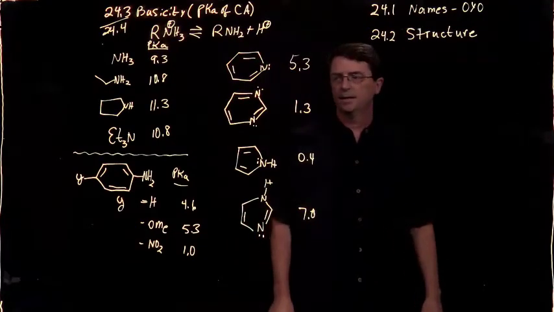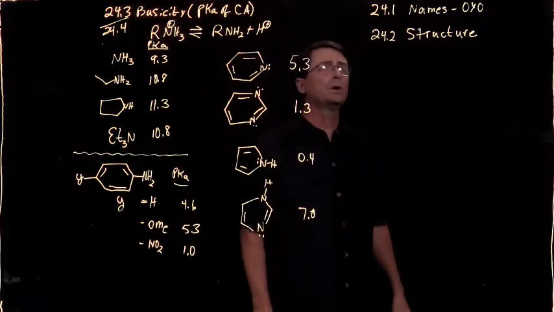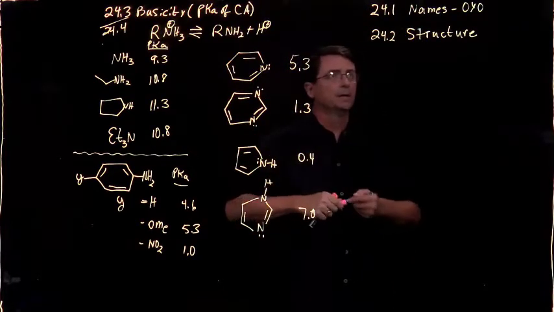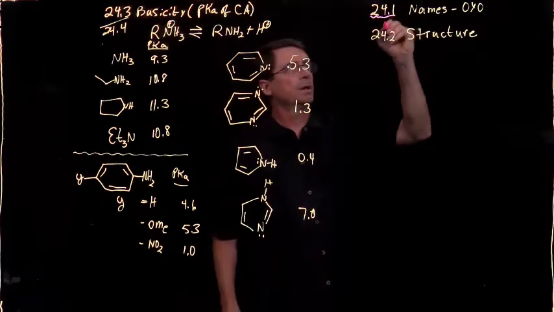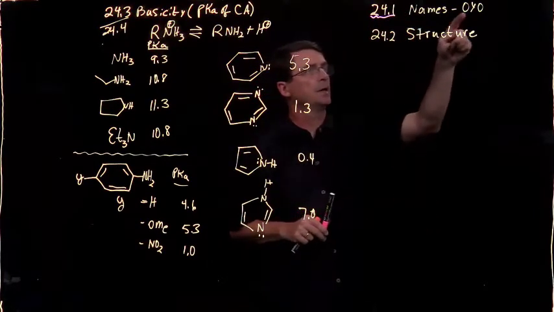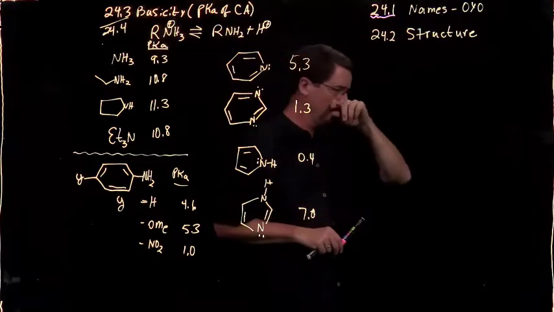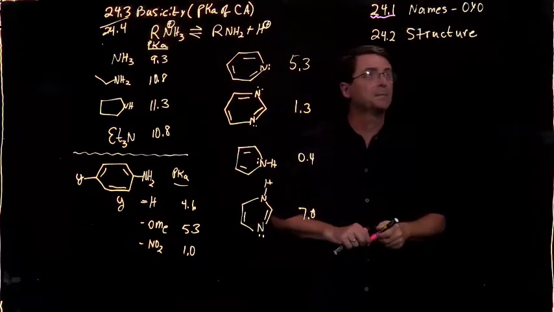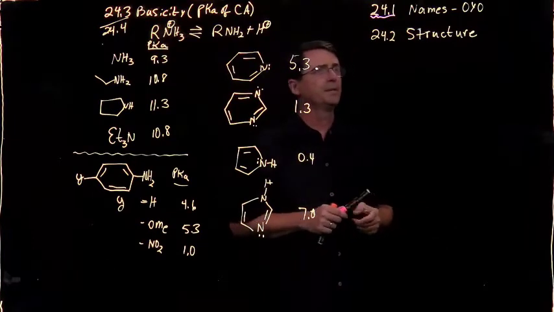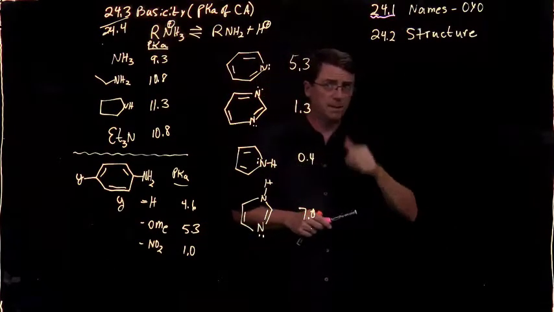All right, chapter 24, amines. Chapter 24.1 is the nomenclature, the naming of the compounds. Again, you should do that on your own. OYO, that can be our acronym instead of YOLO. OYO, on your own. What I do want to pick up talking about is structure.